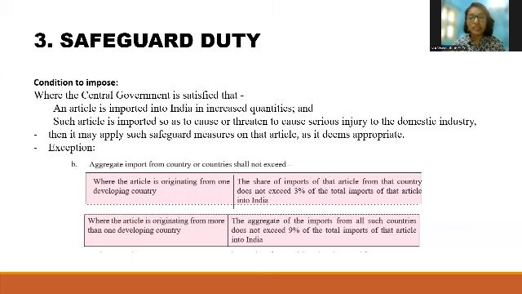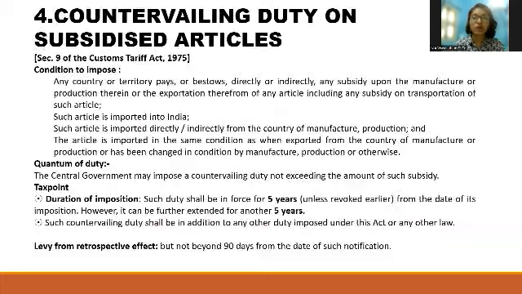And when the aggregate of imports from all countries does not exceed... if it is imported from more than one developing country, in that case, the total imports from 2 or 3 countries put together does not exceed 9% of the total import of that particular article from all the countries put together. So in these two exemptions, we will not charge safeguard duty.